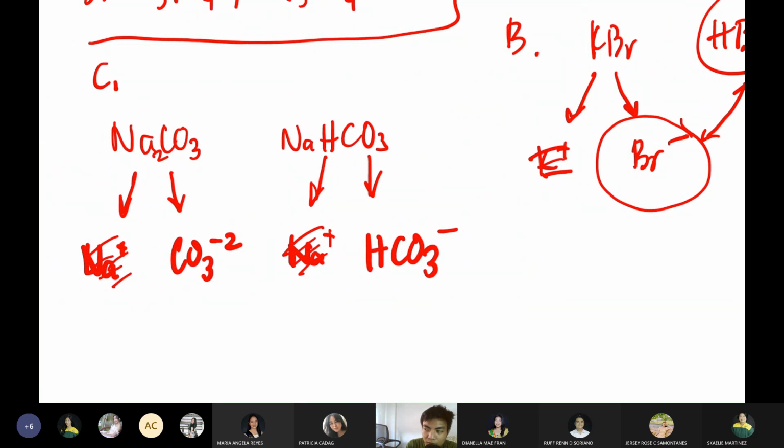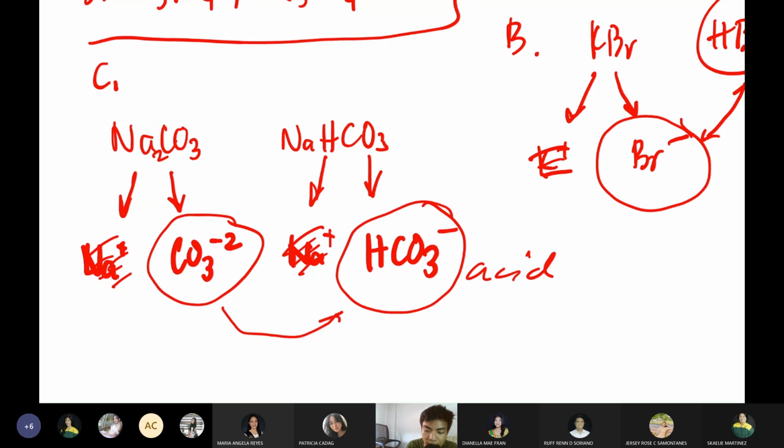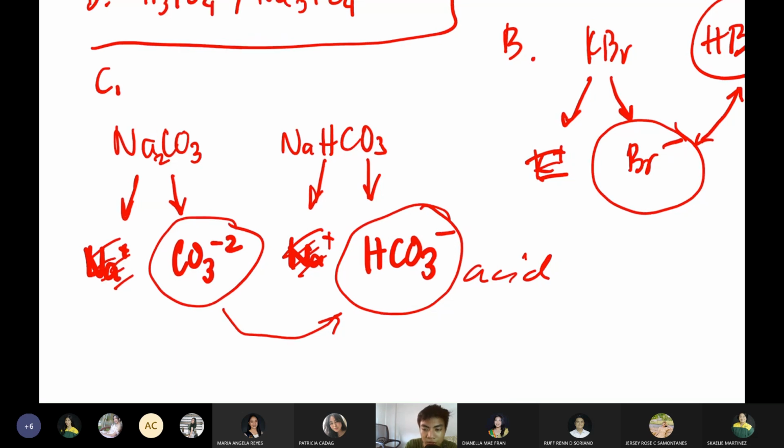So sa tingin nyo, sino sa dalawa yung pwede mag-act as acid? E di yung may H, no? Yung mas marami yung H. So this can serve as an acid. Is that related to your acid? Yes, no? So carbonate is the conjugate base of bicarbonate ion. Bakit sila naging conjugate acid-base pair? Kasi tignan mo, isang H lang yung difference nila. And as I told you earlier, pag isang H yung pagitan, conjugate acid-base pair yon, aka buffer solution yan.